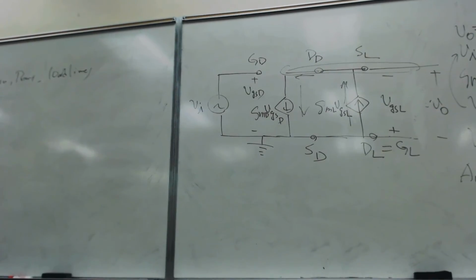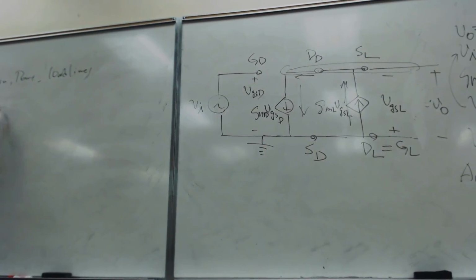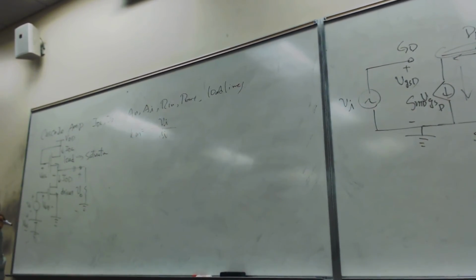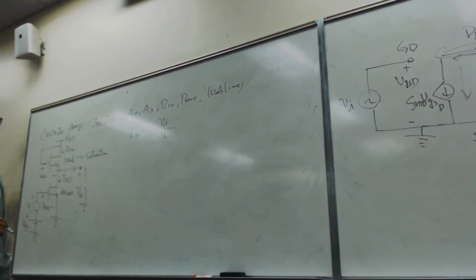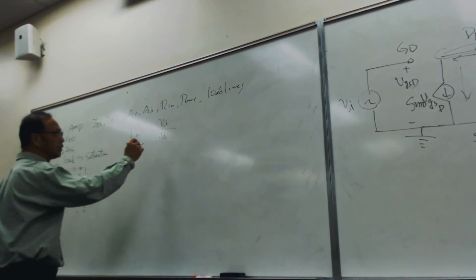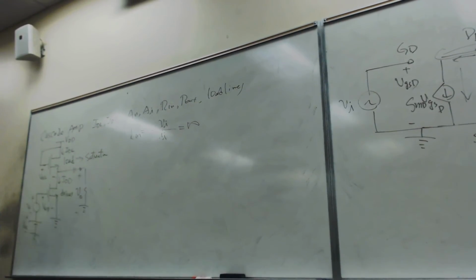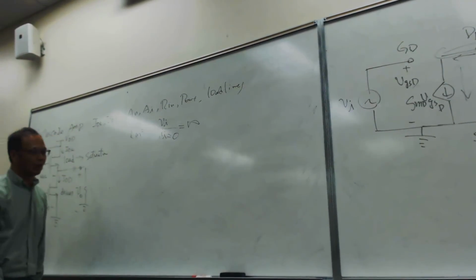What about R sub I? R sub I by definition is V sub I over I sub I, yes? What is I sub I? It's not 0, it's infinity. Oh, I'm sorry, it's 0. So this is 0 because it's open circuit. Therefore, R sub I is infinity, because this is 0.